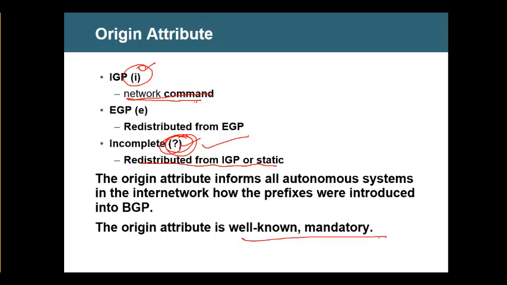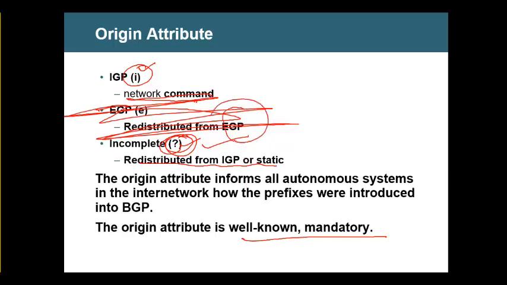How is this network coming to you? Is it because someone is advertising from their own database, or redistributing from some other source into BGP? How is this introduced? And we don't have a protocol called EGP anymore, so don't worry about this. It's no more. Once there was a protocol called EGP where we used to redistribute from EGP to BGP, where you have E. Nowadays, we don't. I've never seen that EGP protocol.